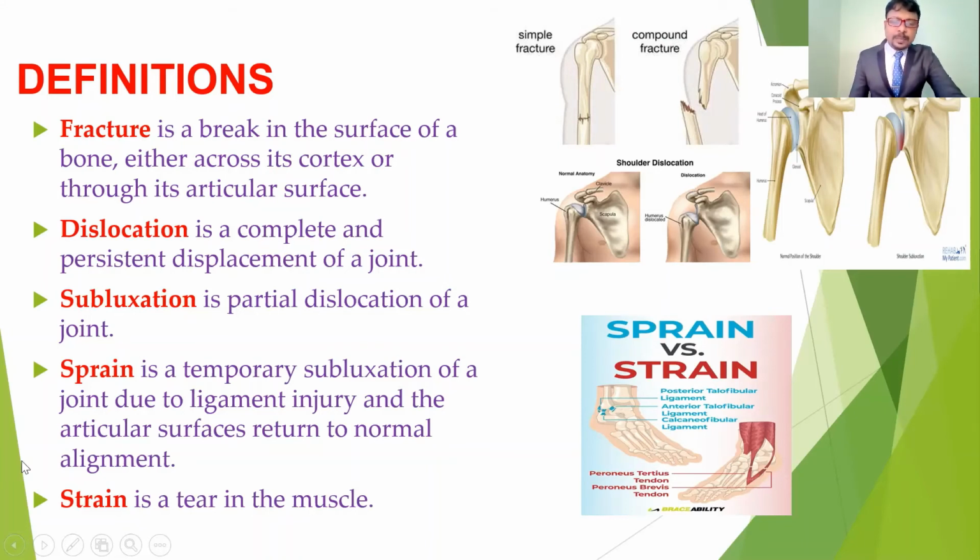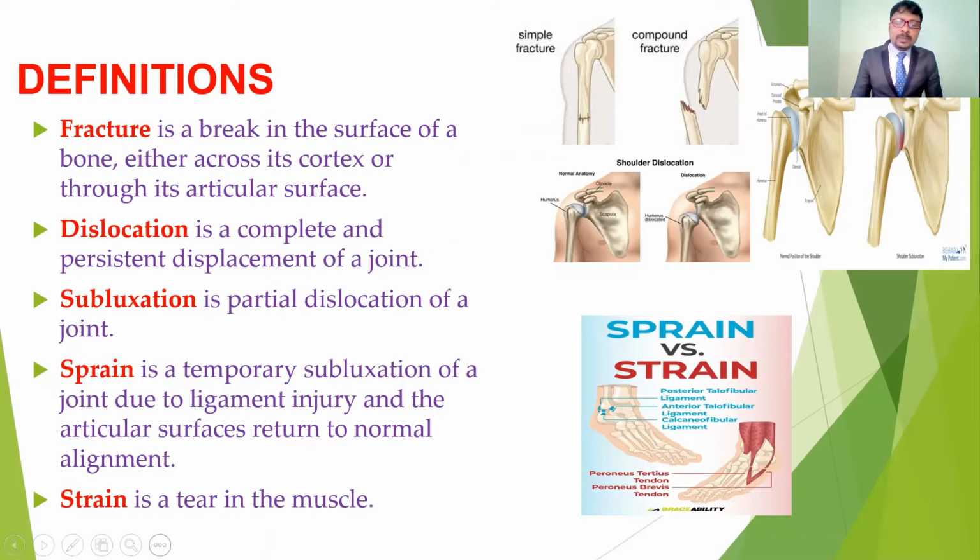Coming to sprain and strain. A sprain is a temporary subluxation of the joint due to ligament injury, because of ligament laxity or injury, and the articular surface returns to normal alignment. Because of this ligament laxity, subluxation may occur in the joint. The ligament is involved more in a sprain. An example is an ankle sprain. If there is a sudden twist of the ankle joint, it may cause an ankle sprain.